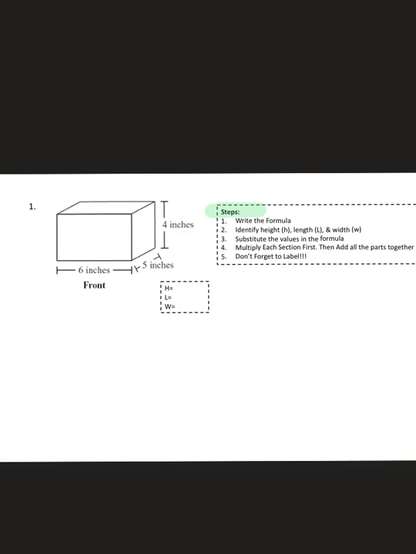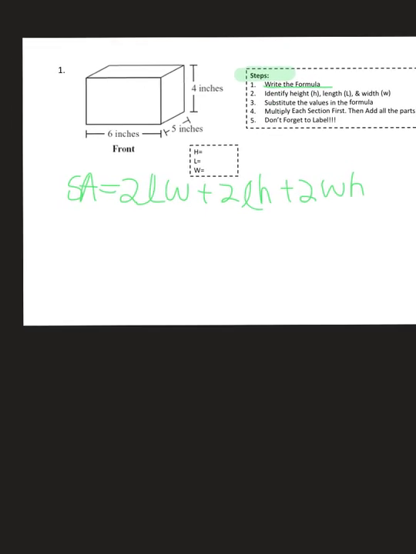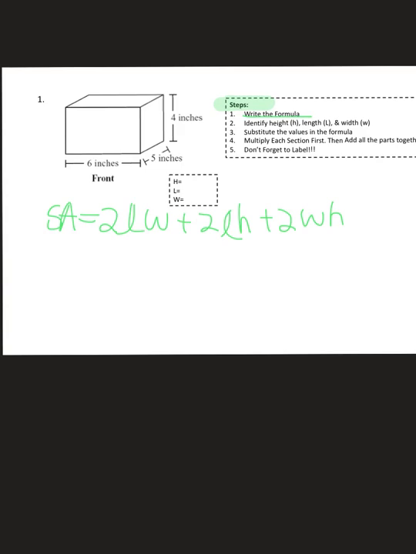The first step is to write down the formula. I like to write it down because it helps remind us what the formula is, which is surface area equals 2 times the length times the width, plus 2 times the length times the height, plus 2 times the width times the height. So we have completed step 1. I'm going to check that off. Now let's complete step 2.